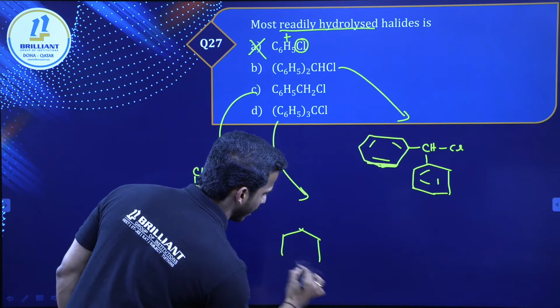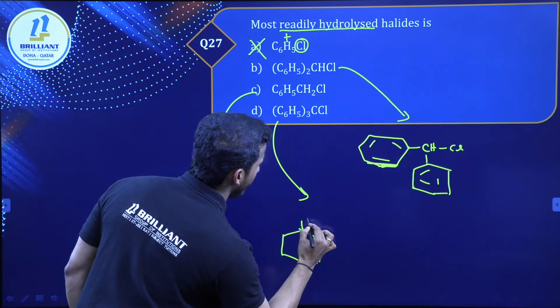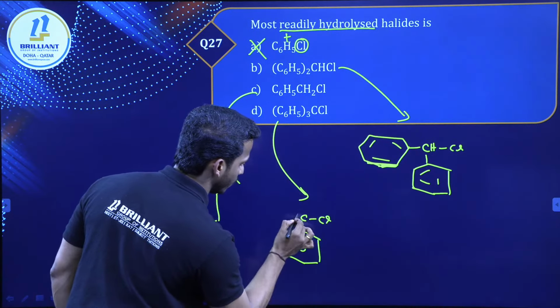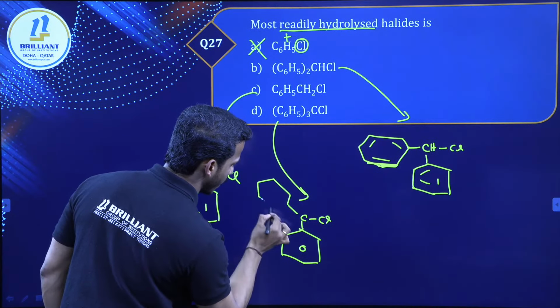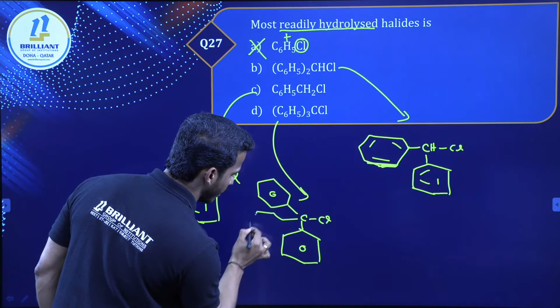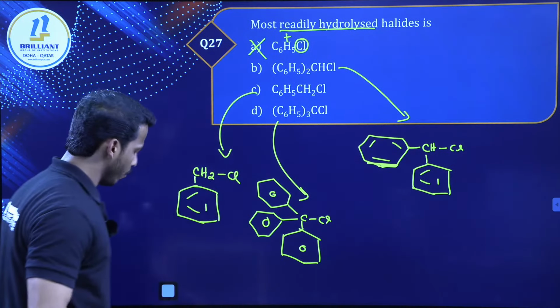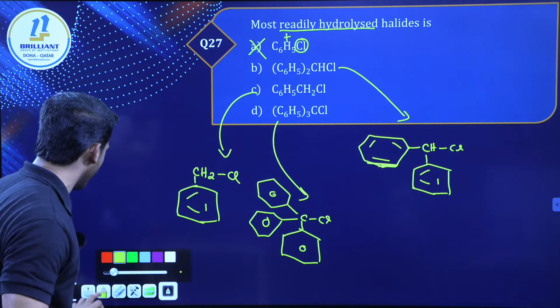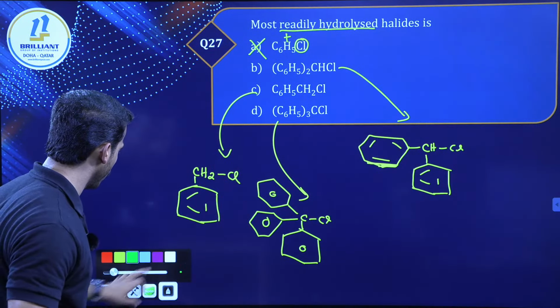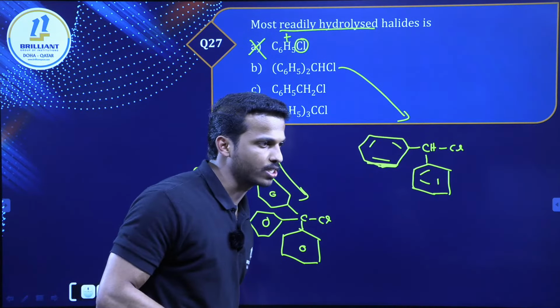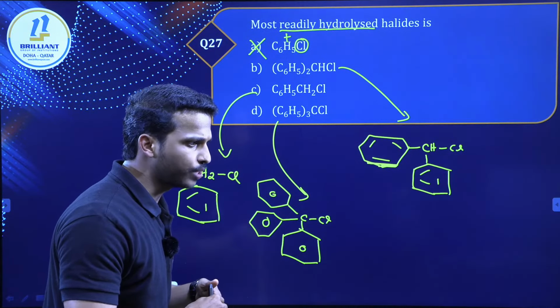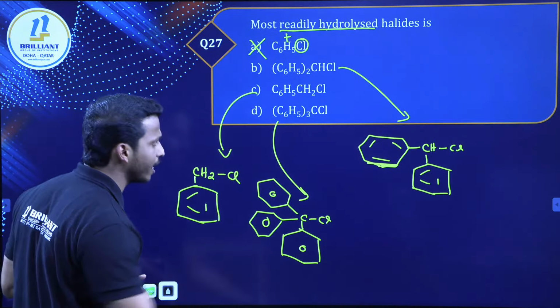What about option D? There are 3 phenyl groups, right? There are 3 phenyl groups in this compound. Here, one another benzene ring. So dear all, which carbocation is more stable? Come on, all of you. Which is most stable? Option D, right? Check it, all of you.